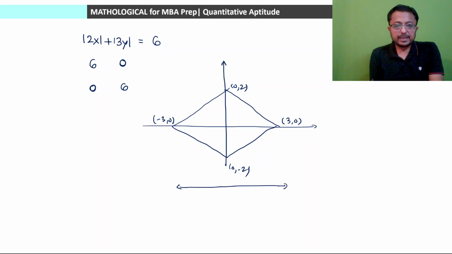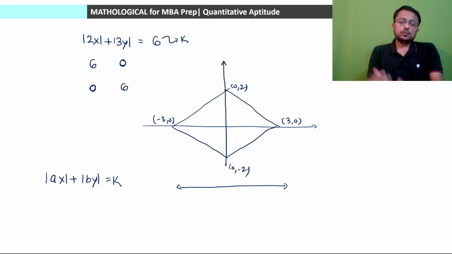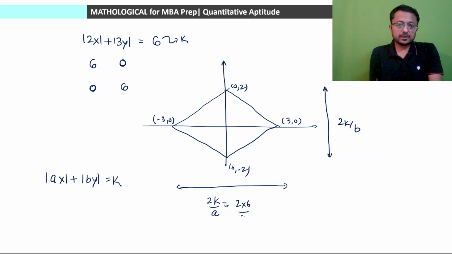So the length of the horizontal diagonal, if 6 is equal to k, will be k upon coefficient of x. So if the graph is mod of ax plus mod of by is equal to k, the horizontal diagonal will be of length 2k upon a. Similarly, the vertical diagonal will be of length 2k upon b. In this case, a was equal to 2, k was equal to 6, so 2 into 6 by 2, this is equal to 6 only, from minus 3 to plus 3. Similarly, k is equal to 6 and b is equal to 3, so 2 into 6 by 3, that is equal to 4 units.